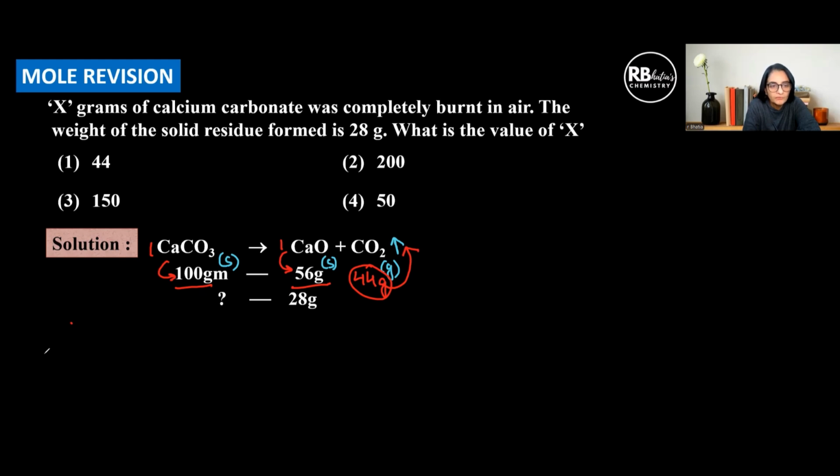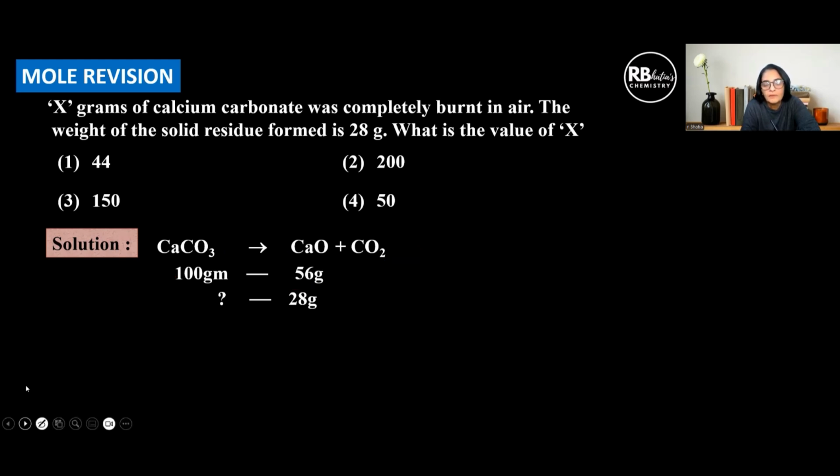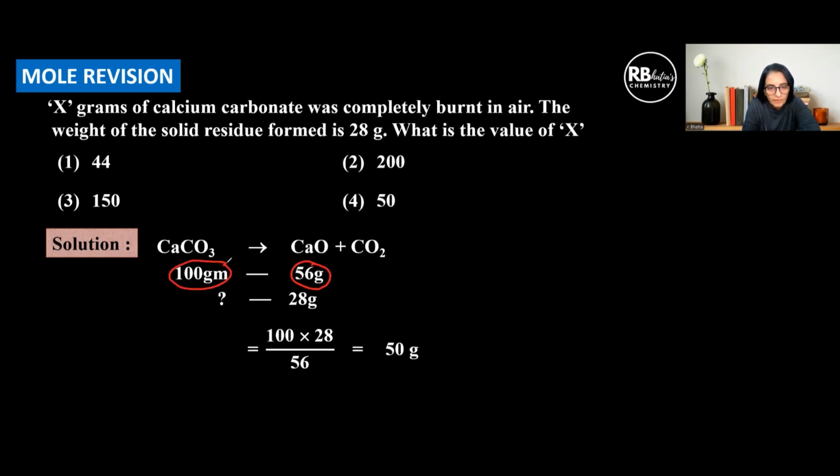So our question asked is, X gram of calcium carbonate was completely burnt, so we simply have to calculate X. The answer is going to be 50 gram. This is a very simple direct question. Since 56 gram of calcium oxide comes from 100 gram, 28 gram, which is half of 56, will come from 50 gram. These are examples of simple stoichiometry for your school level.